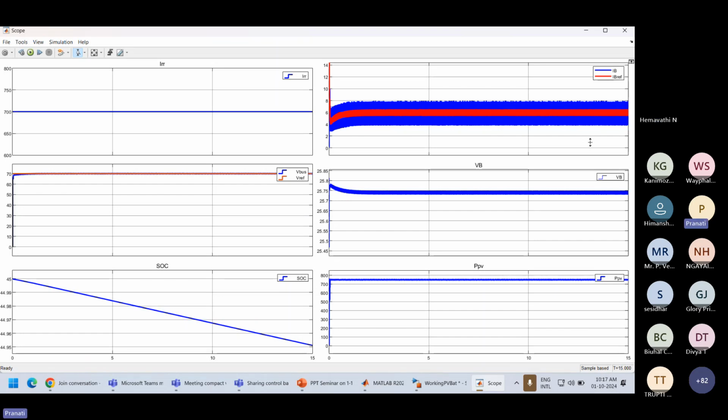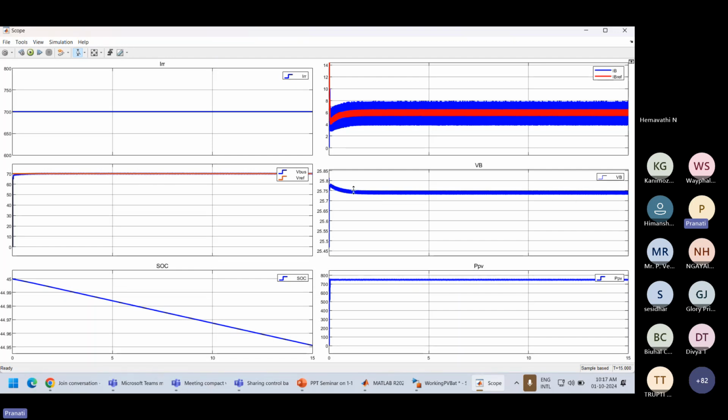At 700 watt per meter square, the PV power is sufficient. That is why the battery is discharging. That is why current once again goes positive. While for the lower values of the irradiance around 300, 400, we have seen that the battery charges and the battery current goes negative. Similarly, battery voltage.